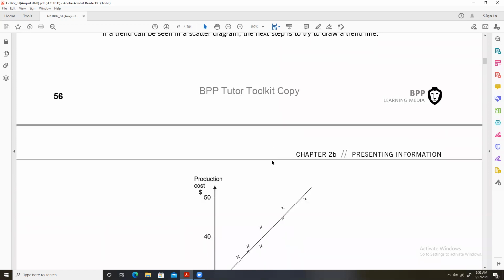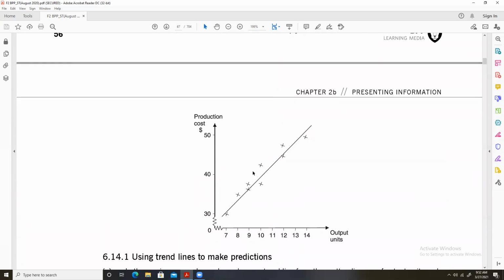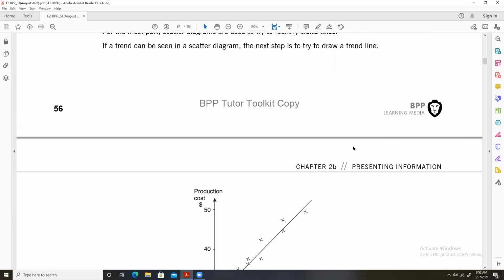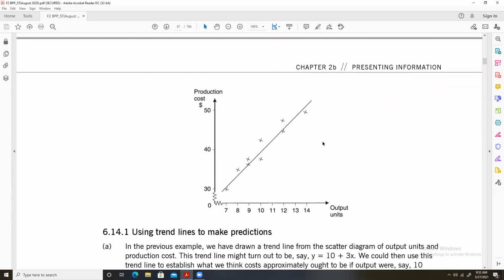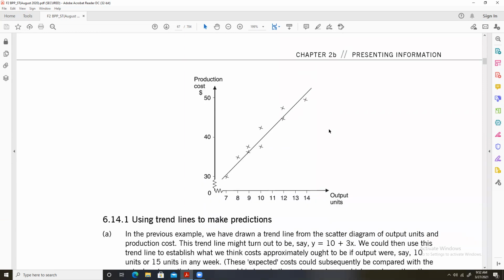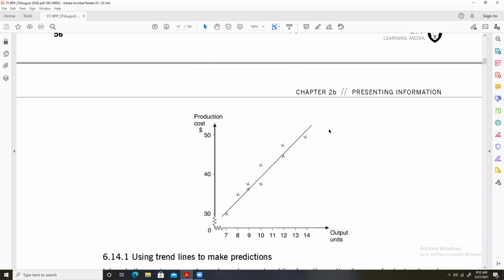Moving forward, once we have plotted points in a scatter diagram, we fit a trend line. We fit a trend line or a line of best fit. This is also called a line of best fit in the scatter diagram. This line actually shows what the trend is. Are the two variables, the cost and the output, directly proportional to each other? That is, if the output increases, the cost increases.